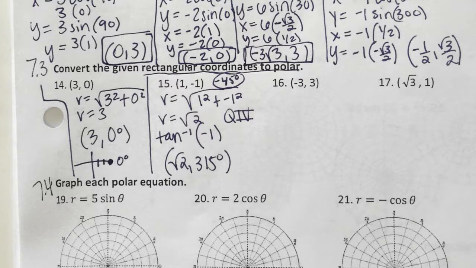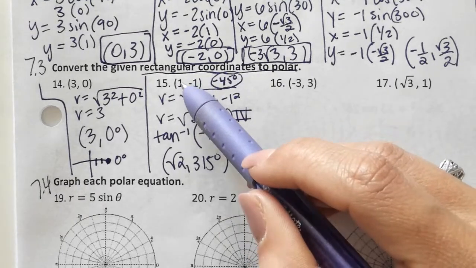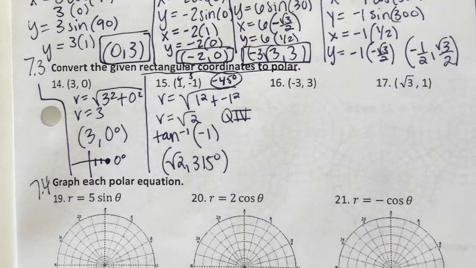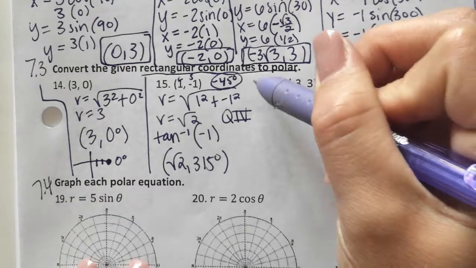How did you know? Because this one is cosine, this one's sine. So where's cosine positive and sine negative? Quad 4. Everybody with me? All right, we'll do one more together. Any specific one y'all want to do? 18. 18. All right.